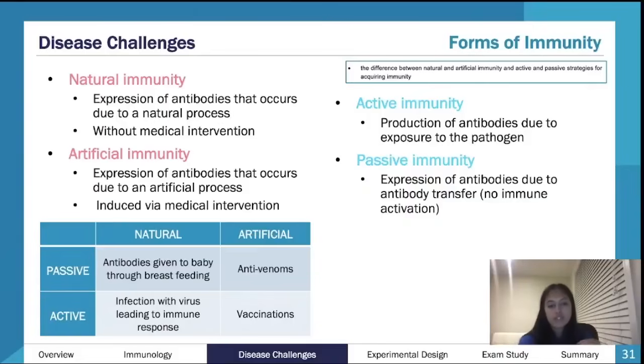In terms of artificial, artificial active is your vaccination. So again, very similar to natural active. The body's mounting its own immune response, you're making your own antibodies, but it's just the source. Natural is I bumped into someone on the street who had COVID. Artificial is I got the vaccine.